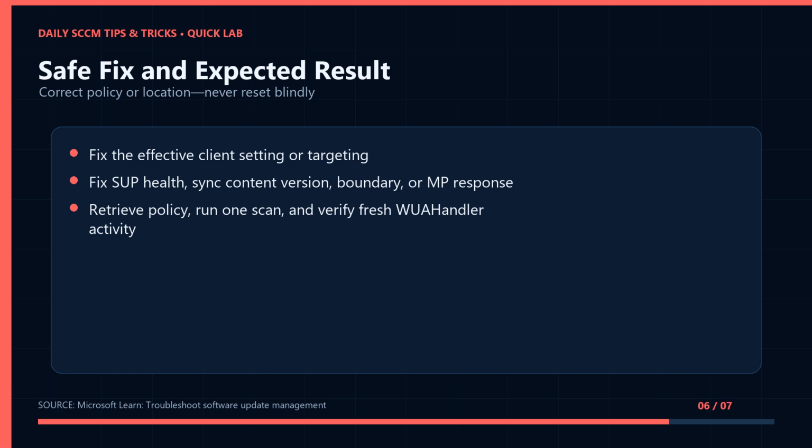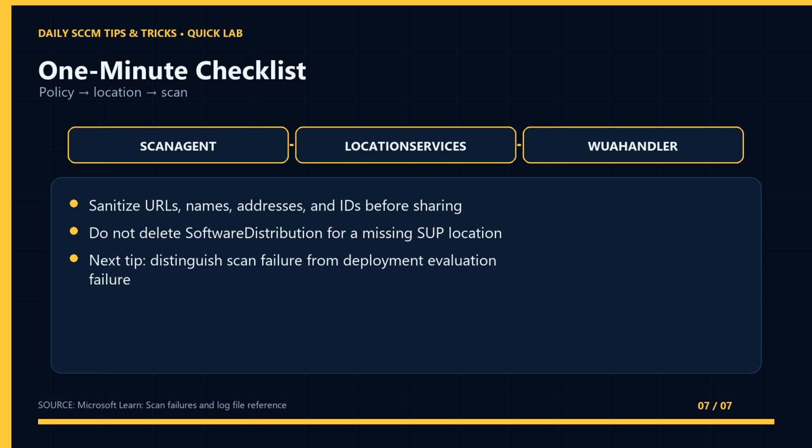The expected result is a valid policy in ScanAgent, a non-empty WSUS location reply in Location Services, and fresh WUAHandler activity. If WUAHandler then reports an error, you have successfully moved to the next layer. Troubleshoot that exact Windows Update Agent result instead of returning to policy. The quick checklist is: prove update source policy in ScanAgent, prove the returned software update point in Location Services, then expect fresh WUAHandler activity. Sanitize every log excerpt before sharing.